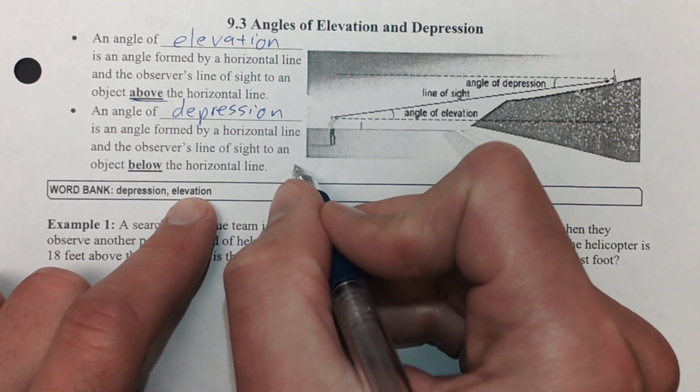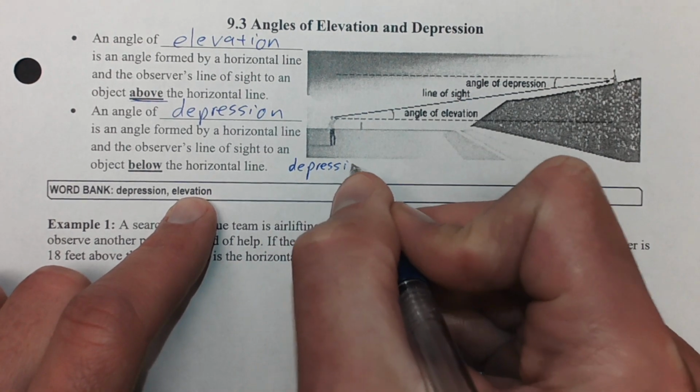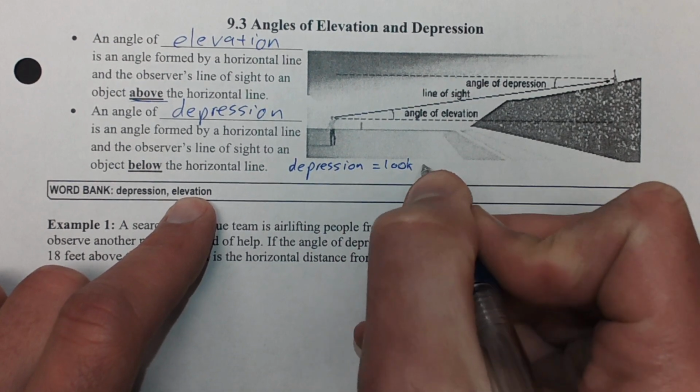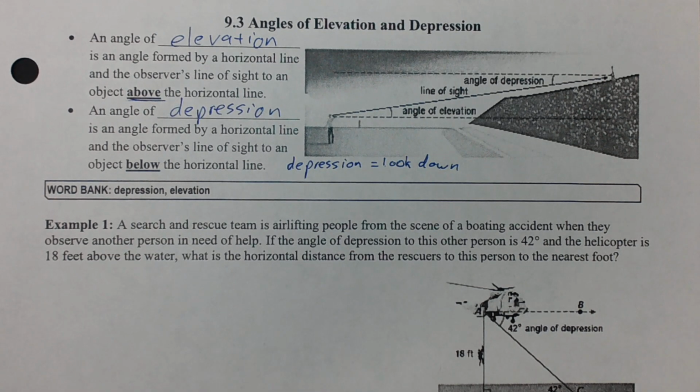So you can think of this: angle of depression means you're looking down. And if someone is depressed, they might keep their head down because they don't have the energy to lift it up. So whenever you have depression, you might look down. Angle of depression works exactly the same way. So it's a really easy way to remember.